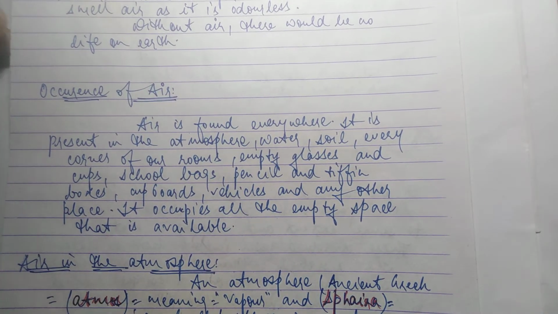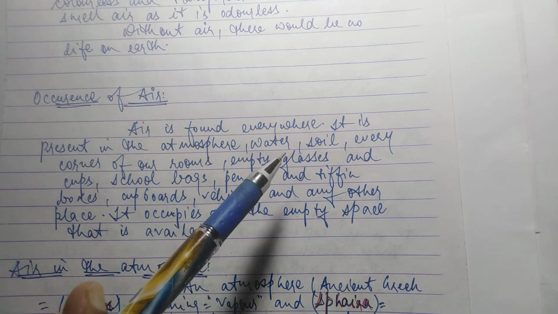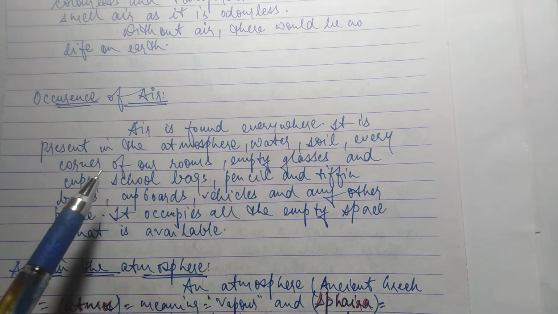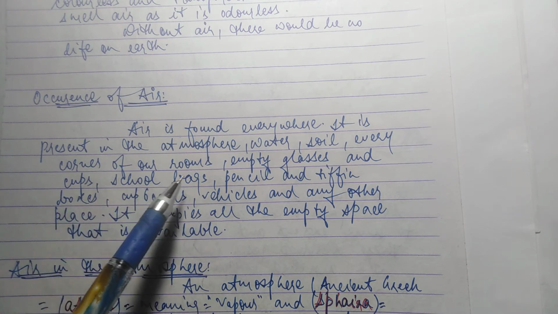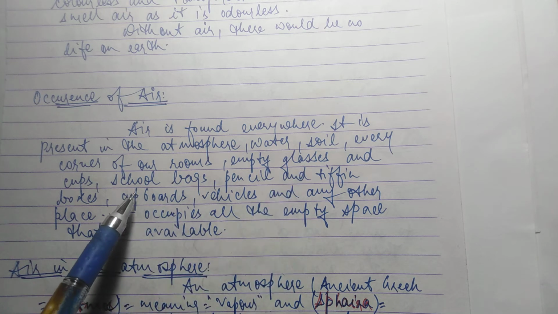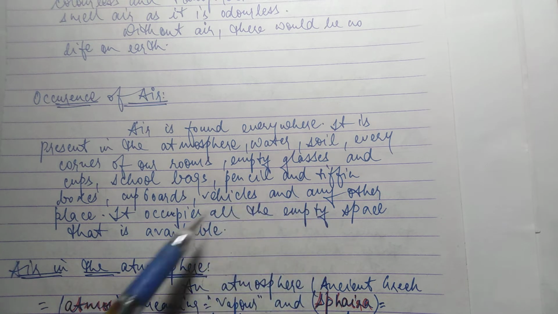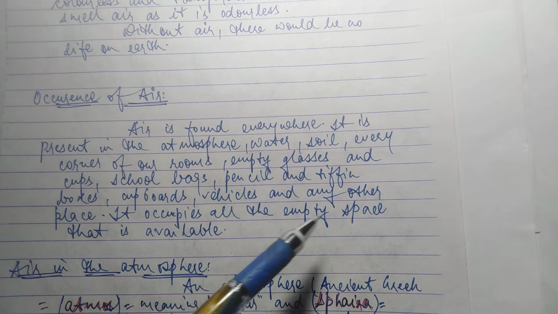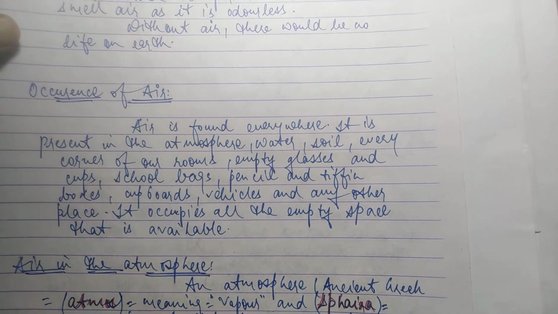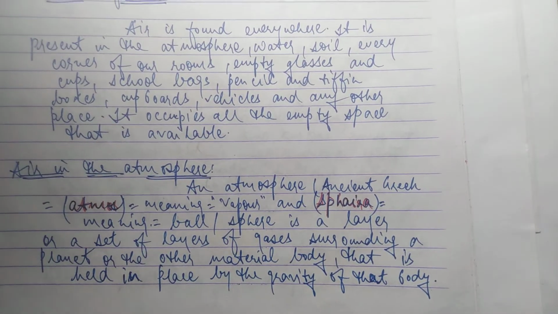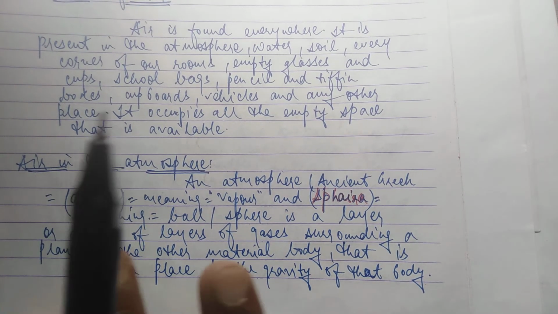Now, occurrence of air. Air is found everywhere. We all know this thing. It is present in the atmosphere, water, soil, every corner of our rooms, empty glasses and cups, school bags, pencils and tiffin boxes, cupboards, vehicles and any other place. It occupies all the empty space that is available. Clear? जहाँ भी देखेंगे वहाँ पर हवा आपको एयर दिखाई देगी, वहाँ पर फील होगी. Okay, we cannot see air.